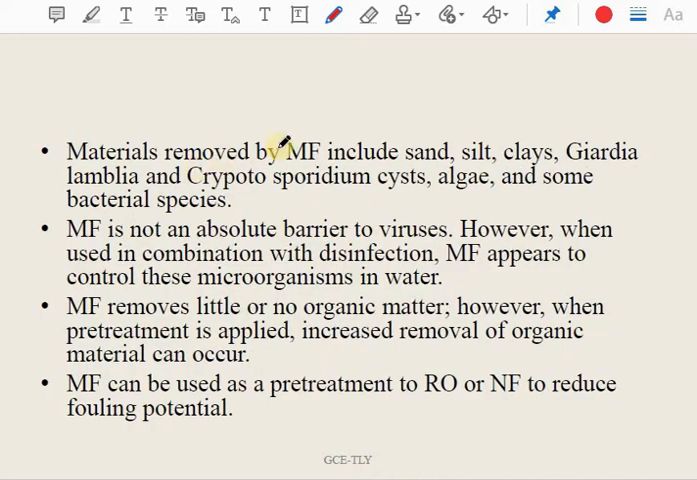microfiltration membrane. The materials removed by microfiltration: it effectively removes sand, silt, clays, and some microbes such as Giardia lamblia and Cryptosporidium cysts, and some algae and some larger bacterial species. So it is not an absolute barrier to viruses, so it cannot filter off the viruses, as viruses are much smaller than the pore size of the microfiltration membrane. So it can only be used as a pre-treatment to RO or nanofiltration to reduce the fouling potential.